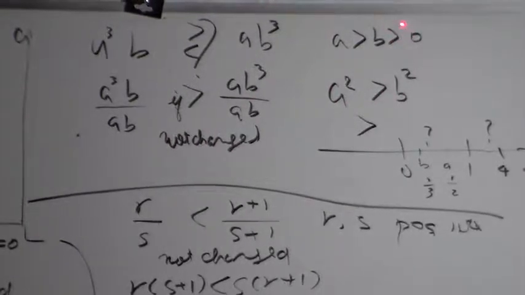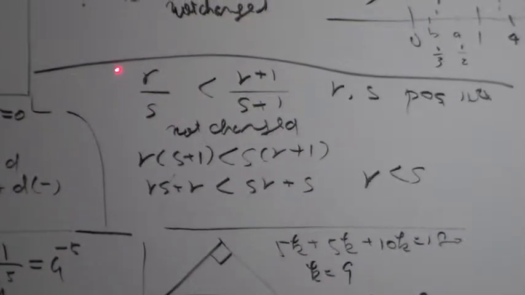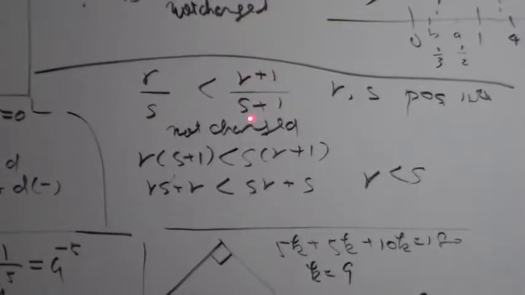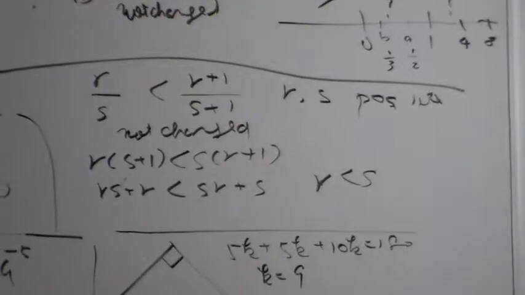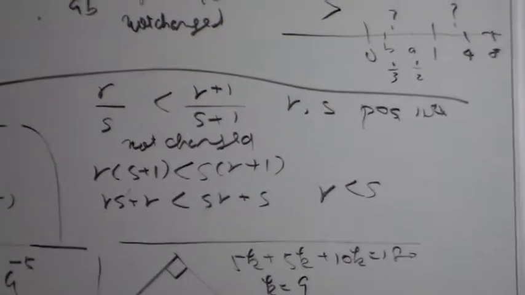Next one is the same as the previous example. Okay, r over s is less than r plus 1 divided by s plus 1. Then they say r and s are positive. Let me get it closer. Okay, positive.